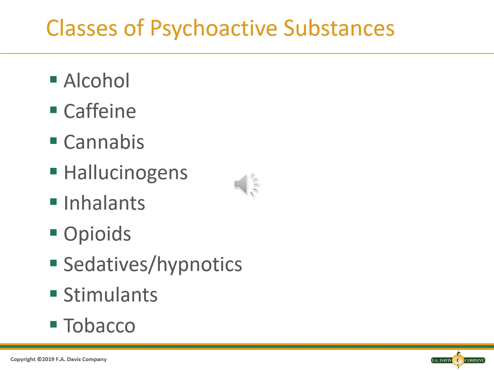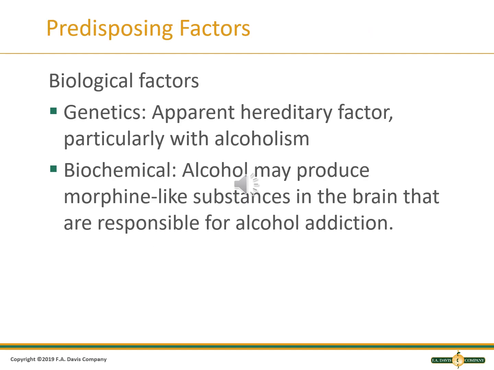Here are the classes of psychoactive substances, and we'll discuss them a little more in detail later on. We have alcohol, caffeine, cannabis, hallucinogens, inhalants, opioids, sedatives or hypnotics, stimulants, and tobacco. As you can see, some of these are legal. Genetics appear to be involved in substance use disorders, especially alcoholism. Children of alcoholics are 4 times more likely than other children to become alcoholics. Evidence supports the idea that changes in the brain structure and brain neurochemistry occur in the process of developing an addiction.